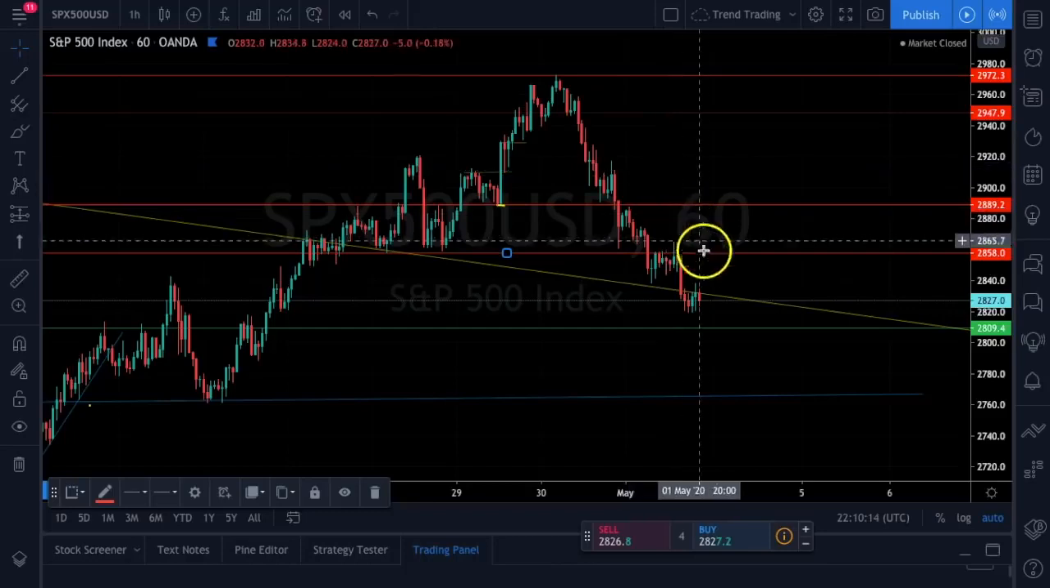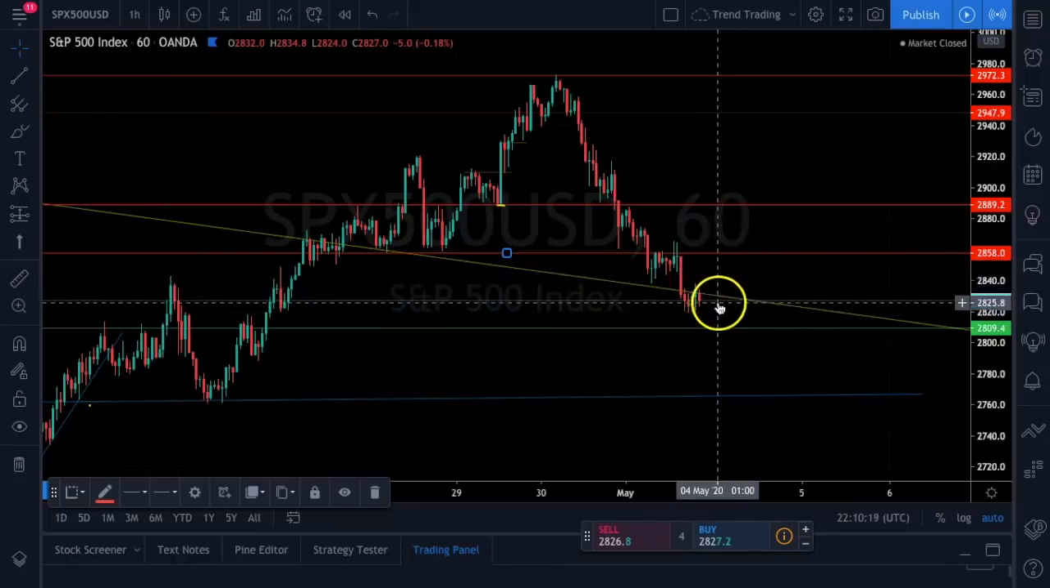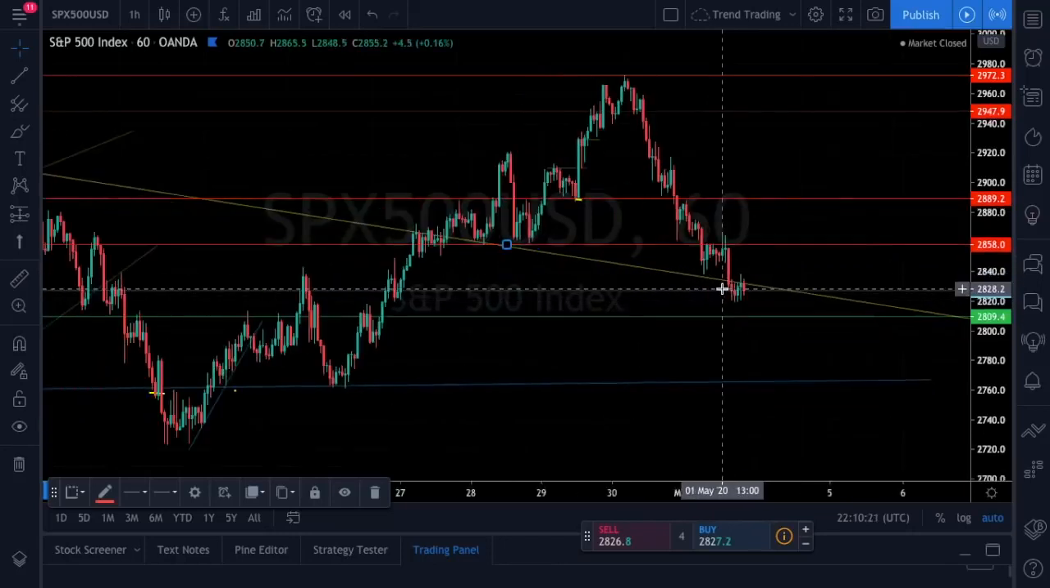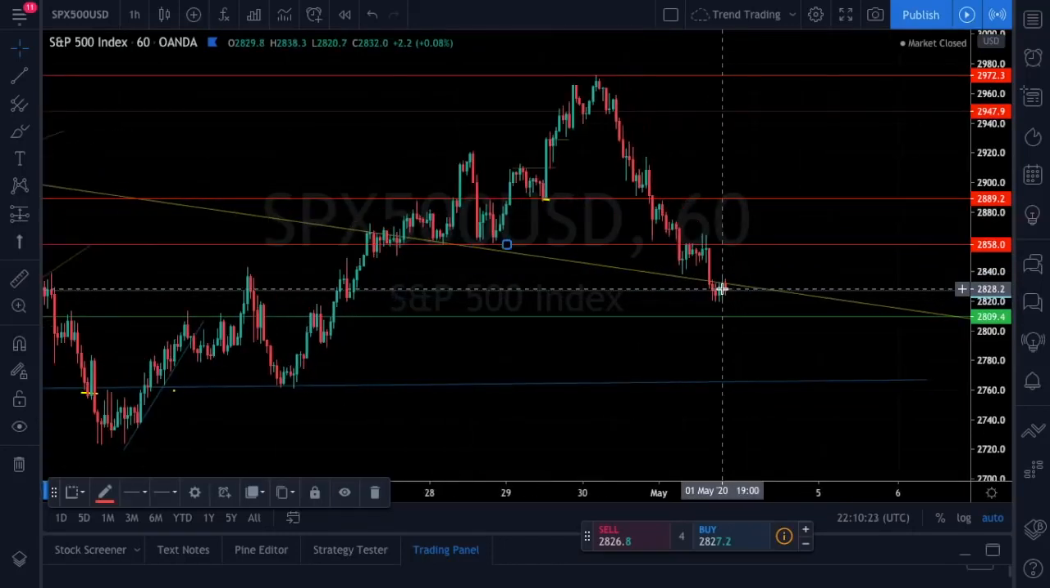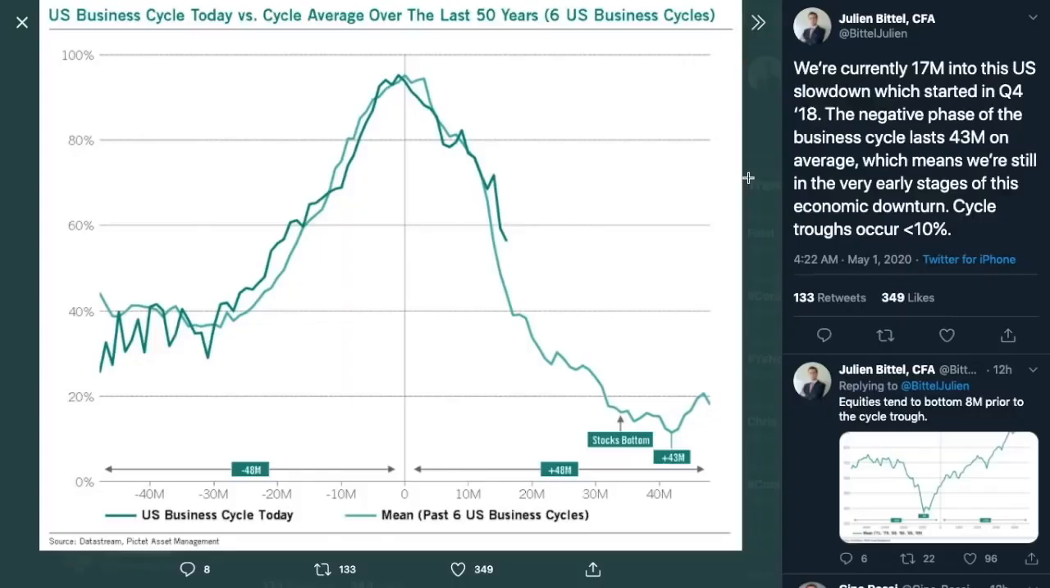Now, here we are today. Before we get into what we're looking at right now, the game plan going into Monday, what levels are important, and what we are watching, let's take a look at some charts, and most importantly, the thread that I do want to share with you, since we have a little bit more time as the markets are now closed.